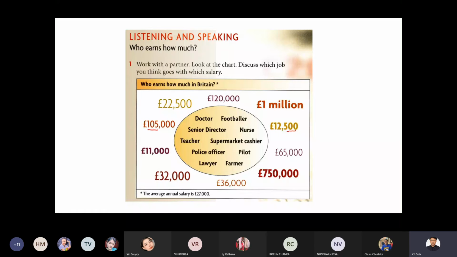Tonight, practice until you can read all the numbers. Otherwise, don't go to bed. Okay, don't sleep.